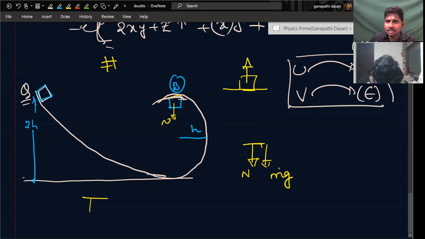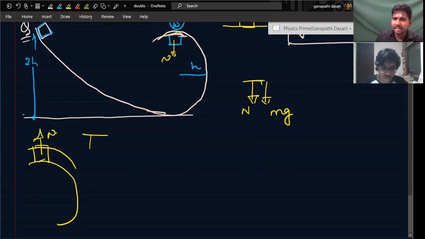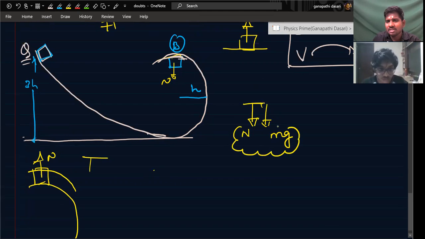Mg is downwards. Don't take any confusion here. Suppose the block has gone like this, then normal will be upwards. Are you getting this? Here the surface pushes normal. And is there any upward force? No, right? Now the important part is that these are the forces acting.